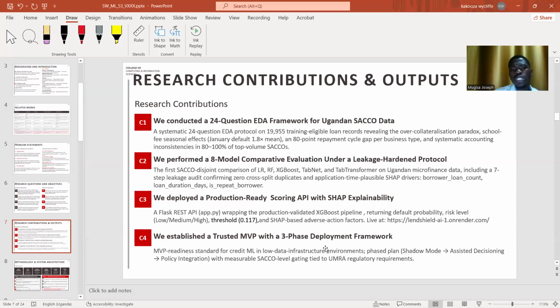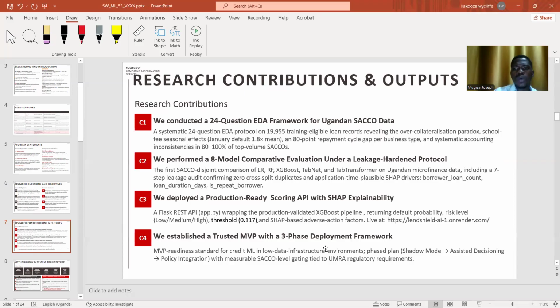And then we also performed an 8-model comparative evaluation under leakage-hardened conditions. So we did 8 model trainings, evaluated them, and compared them against each other under group shuffle split, and based on the stability we came out with the best model.